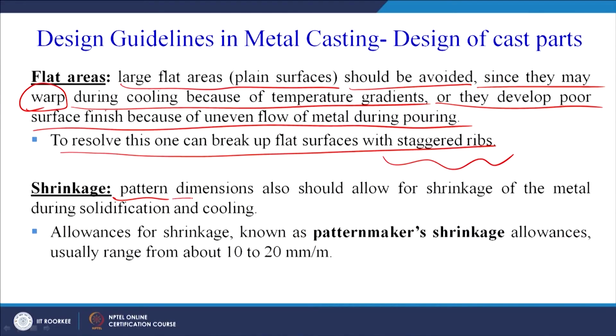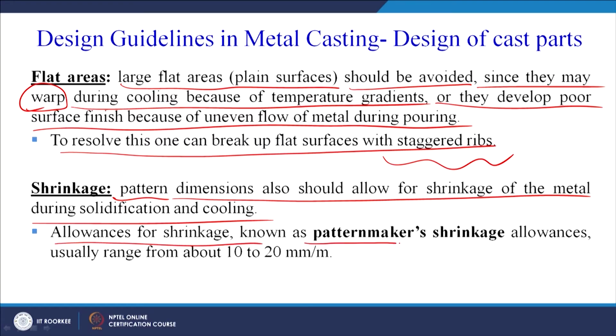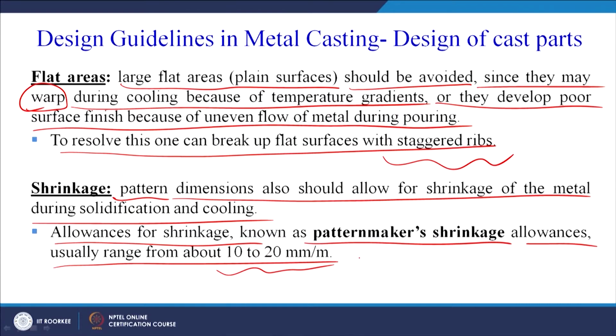Pattern dimensions also should allow for shrinkage of the metal during solidification and cooling. Allowances for shrinkage, known as the pattern maker shrinkage allowances, usually range from about 10 to 20 millimeter per meter. So basically, what is shrinkage allowance? All of us know that when the metal solidifies, it will shrink. Therefore the cavity that we have made in the sand must be slightly larger, as per the range given, 10 to 20 millimeter per meter, slightly larger than the actual size of the product. Now how much larger, that we have to calculate.